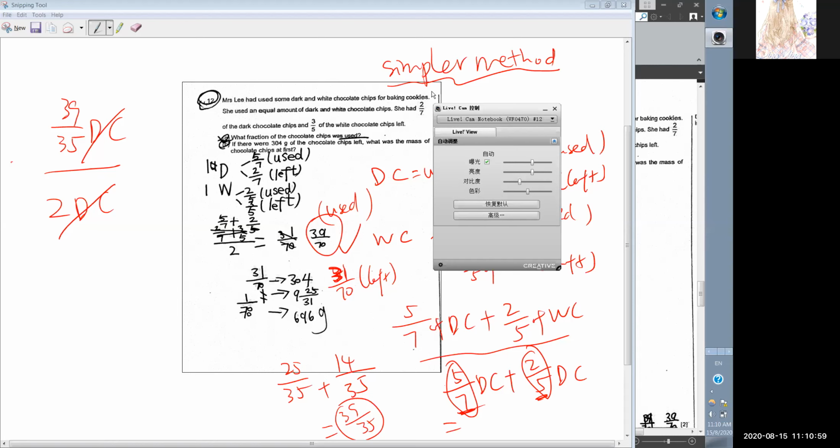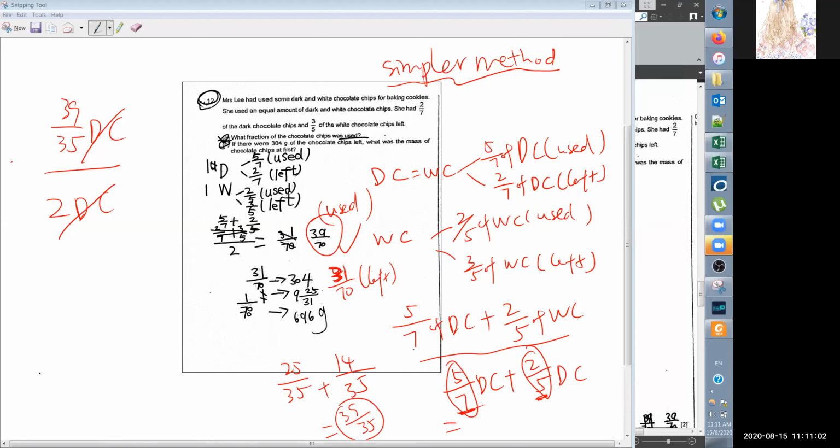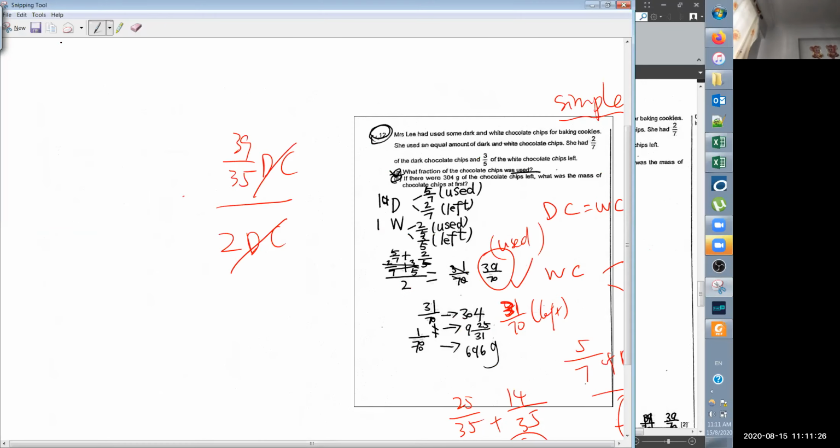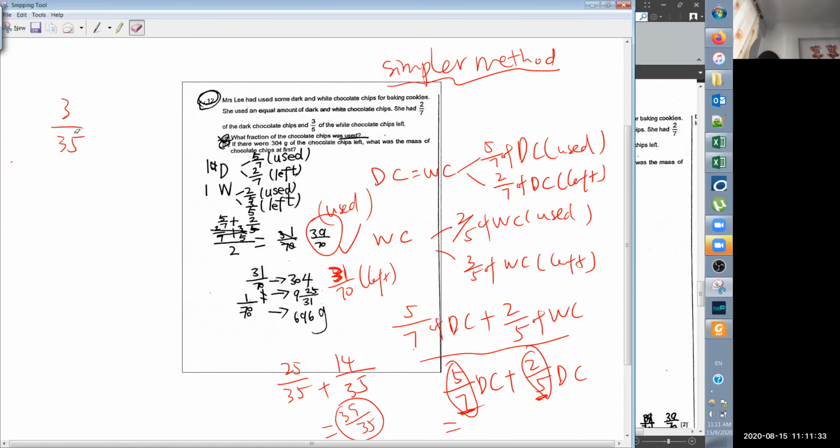Hello, welcome back. Sorry. Okay, so let's come back to this question using a simpler method. Let me show you. Probably I can do it here on the left-hand side. So this question, if you were to use fractions, looks very complicated. So what I can do is actually use units.